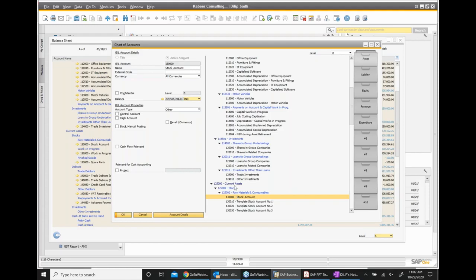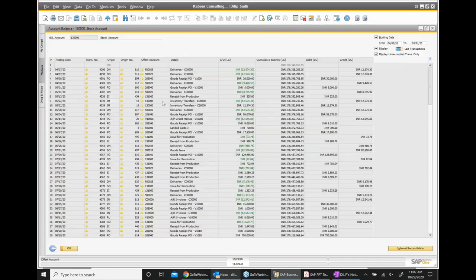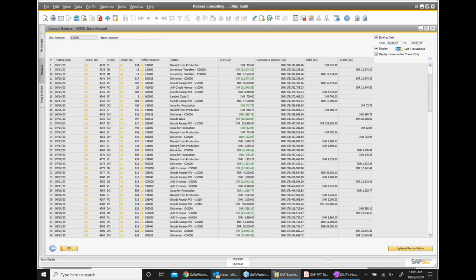What kind of asset is this? This is my current asset. This is my stock. This is part of raw material and consumable. This is my stock account, and this is my account number 130000. In that, I go to balance, and this balance is 279. If I click on it, then you will see the different postings which happened.